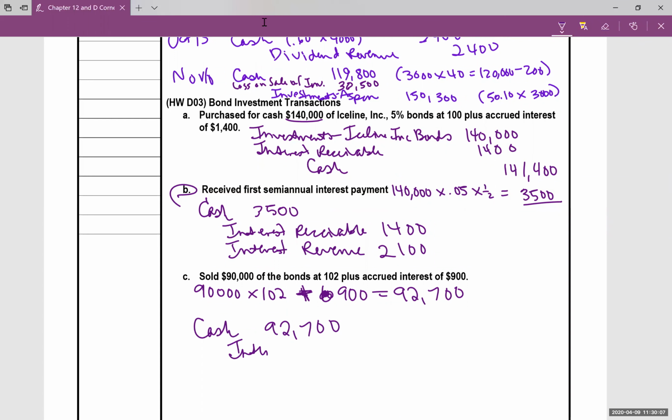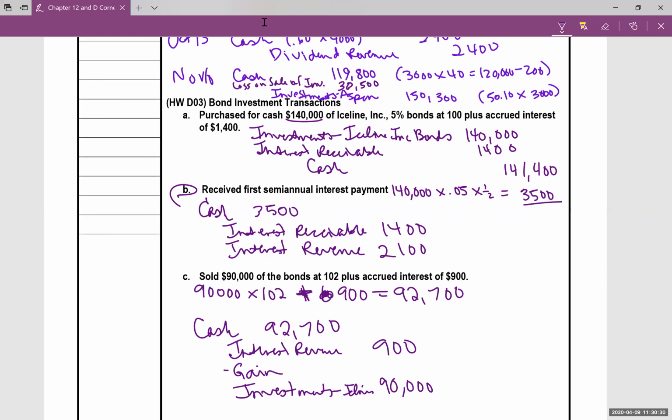They're going to credit interest revenue for that 900 portion. They're going to credit, skip a line, we'll do a gain here. Okay, and then the last line is investments, Iceland bonds. Okay, so the bonds that they sold were only 90,000.